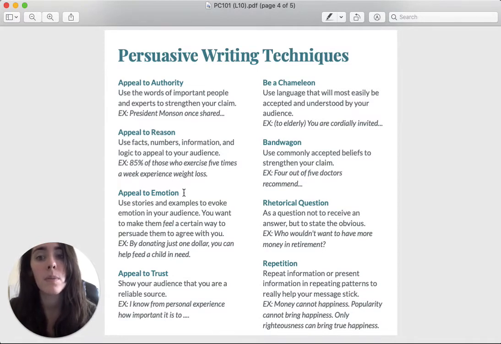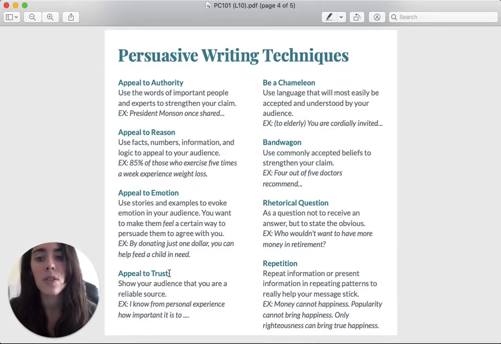An appeal to emotion is exactly what it sounds like. This is where you want to make your audience feel a certain way so that they'll agree with you. Think of it like, by donating just $1, you can help feed a child in need. Or the commercials that you see sometimes on the TV where they want you to go adopt shelter animals rather than purchase new puppies. They want you to really feel for these animals, and that's kind of what you want to do in your writing.